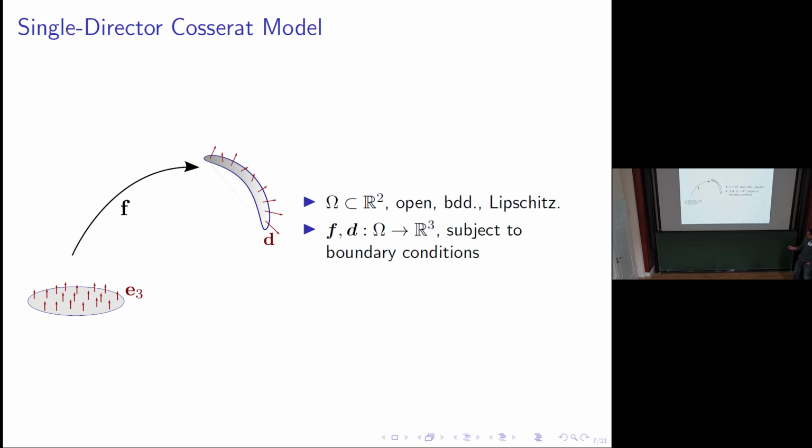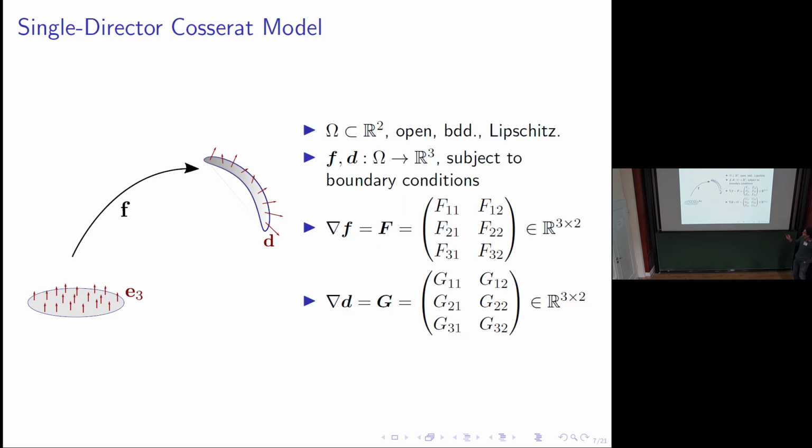As I said, D represents how the thickness behaves. D can change in length, and when D changes in length, that corresponds to thickness changes. And D can change its angle relative to the tangent plane of the surface, which describes shears, etc. So you can have all these very general kinds of behavior in these models.